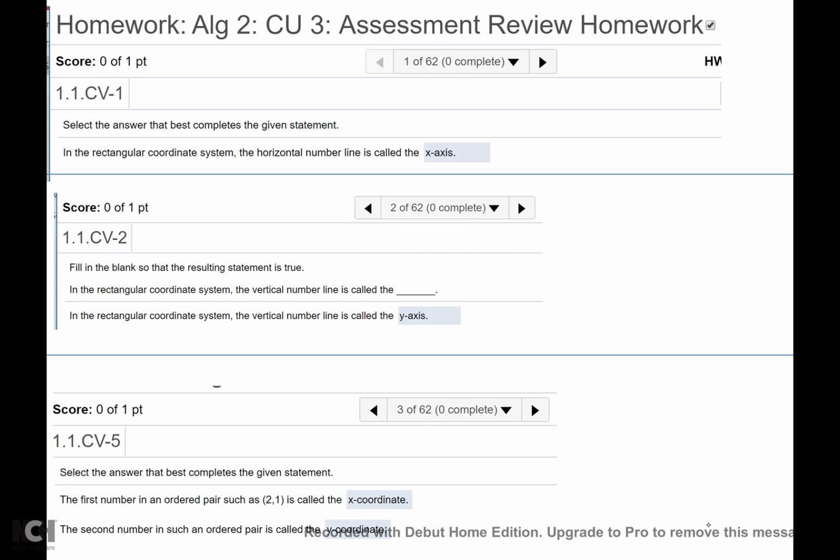All right, so we're going to review for your conceptual unit 3 test. There's a lot of questions, but a lot of them are going to go really fast. A lot of them are just vocabulary.